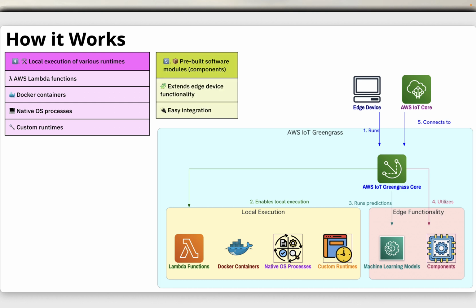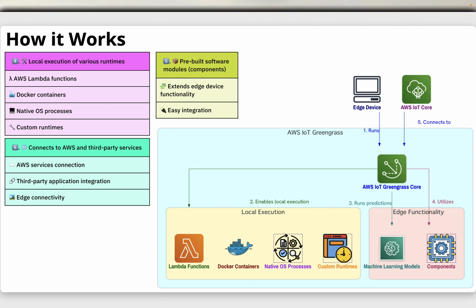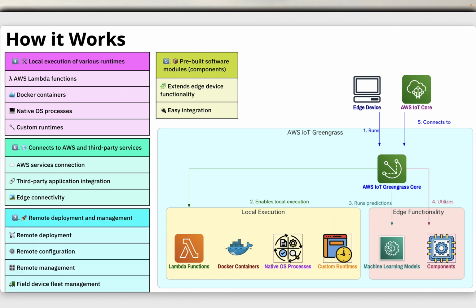The service provides pre-built components to extend edge device functionality easily. Components enable communication or connection to AWS services and third-party applications at the edge. So it's the component which connects with the AWS services and third-party applications. And after developing IoT applications, AWS IoT Greengrass allows remote deployment, configuration and management of these applications on your fleet of devices in the field.